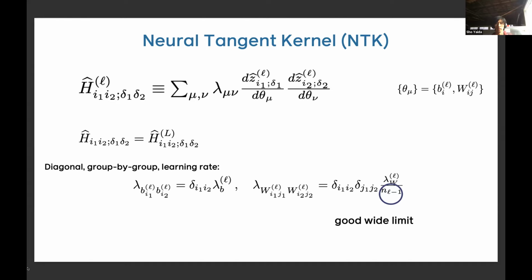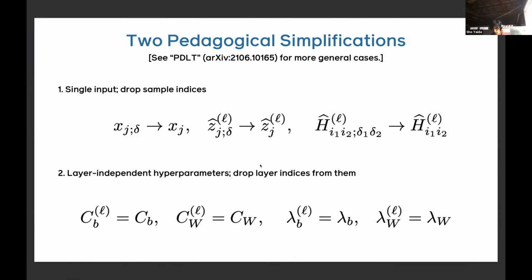I'm going to make two more pedagogical simplifications today, just because it's going to be one talk. I'm going to look at a single input and drop something called the sample indices. So I'm only looking at one input Xj, and the output would be just on that single input, and I'm going to drop all the delta indices.